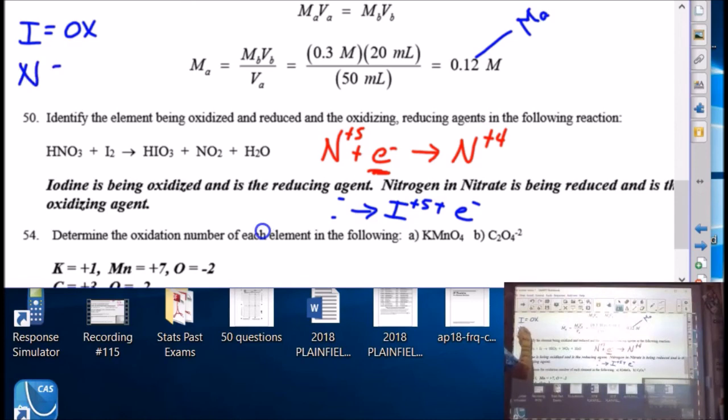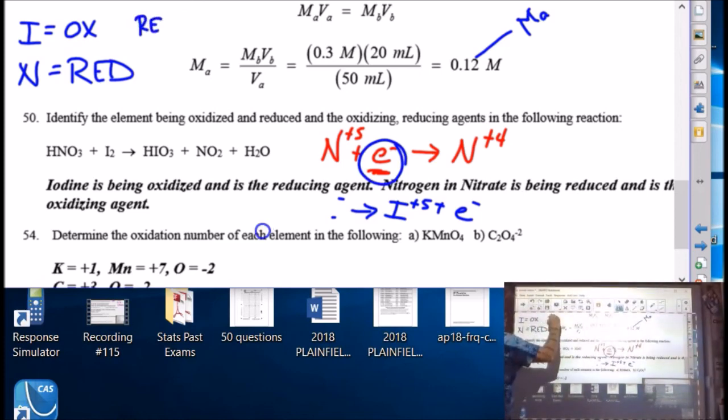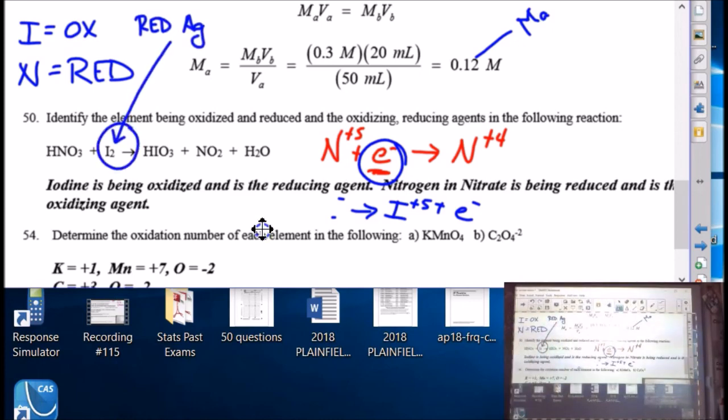The nitrogen is reduced. And when we talk about agents, it allows the other thing to do what it needs to do. So, since iodine is oxidized, it's giving away electrons. Where are those electrons going? Well, right here. The nitrogen's grabbing them. So this is the reducing agent, and the reducing agent actually is in the molecule that allows that to occur. So in this case, I2 is the reducing agent.